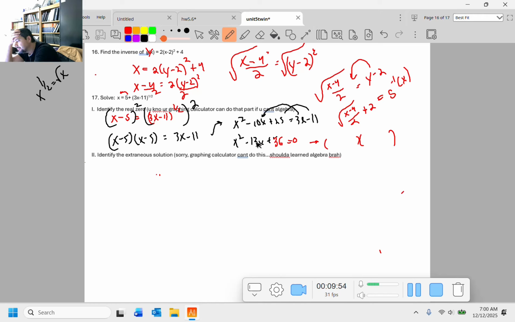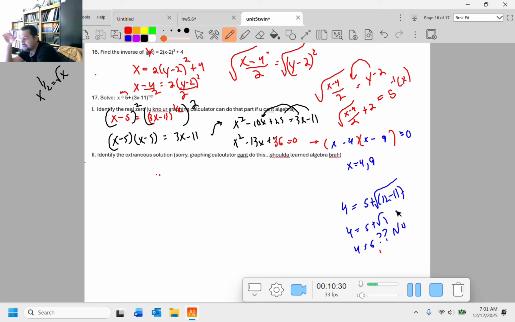All right, so factors of 36 are going to be 9 and 4. To add to a negative 13, they're both negative, and a negative times negative is positive, so there you go. So let's try these. By zero product property, x is 4 or 9. So let's go back to the original. I plug in a 4. The left-hand side is 4. The right-hand side is 5 plus 3 times 4, which is 12, minus 11, and the half power is the square root. And I get 4 equals 5 plus the square root of 1, which is 4 equals 6. No. So that one's probably false.